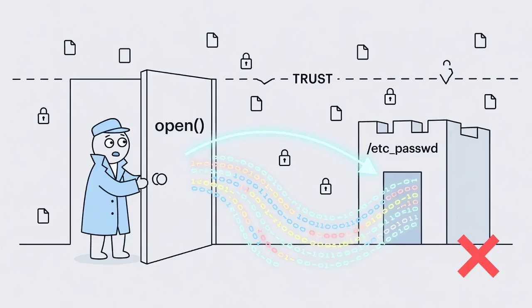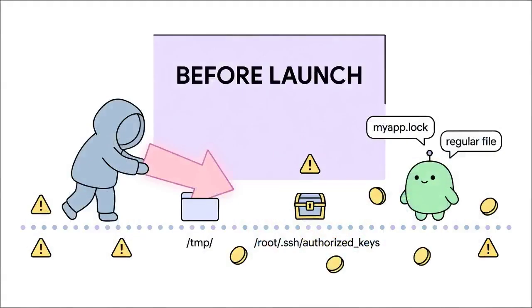The program confidently opens /tmp/myapp.lock, believing it is its own lock file, but the kernel follows the symlink and writes attacker-controlled data straight into a sensitive system file. The check passed. The file was different. The program never knew. Predictable file names are what make this attack possible.